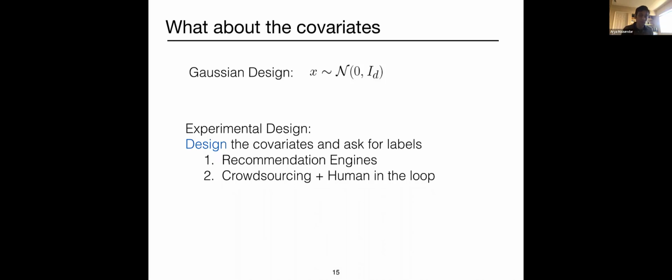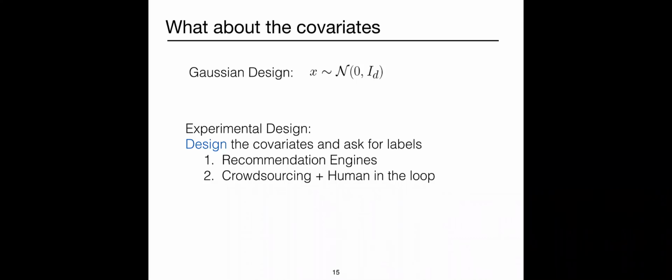There is one other model which is relatively recent. It is experimental design. It says you can have some control over x. You can design the covariates and ask for labels. And this is in particular useful in the case of recommendation engines or in the applications where you have crowdsourcing or human in the loop, because you can ask someone whether they like this movie or not, or you can see how they rated some restaurant, and you can actually design your movies or restaurants for which you're asking for ratings.